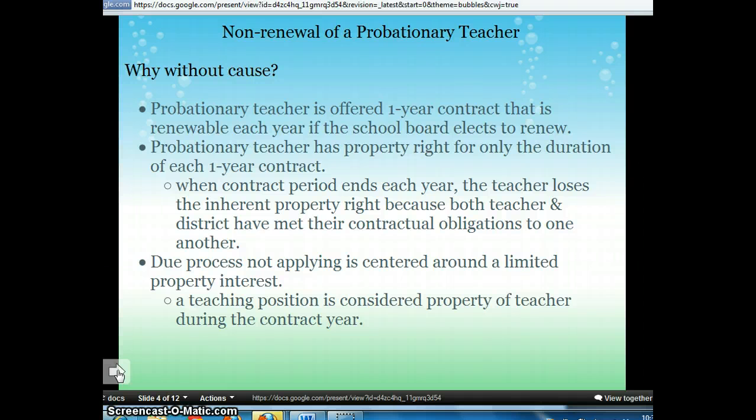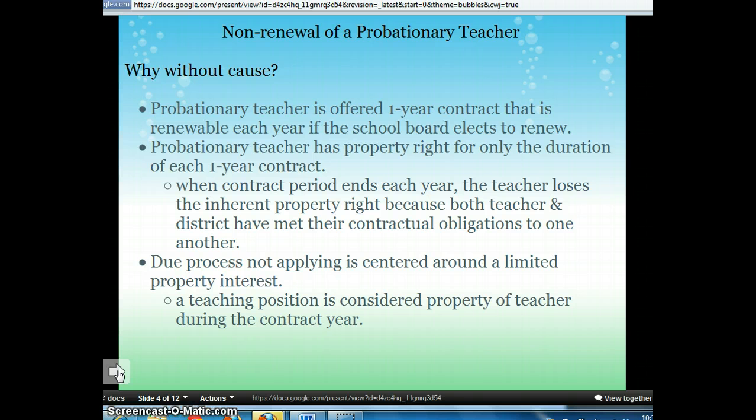Why can a teacher be non-renewed without cause? A probationary teacher is offered a 1-year contract that is renewable each year if the school board elects to renew. The probationary teacher has a property right for only the duration of each 1-year contract. When the contract period ends each year, the teacher loses the inherent property right because both teacher and district have met their contractual obligations to one another.